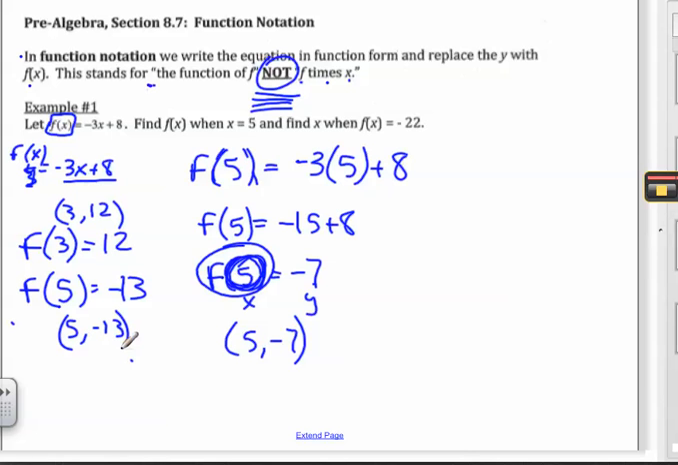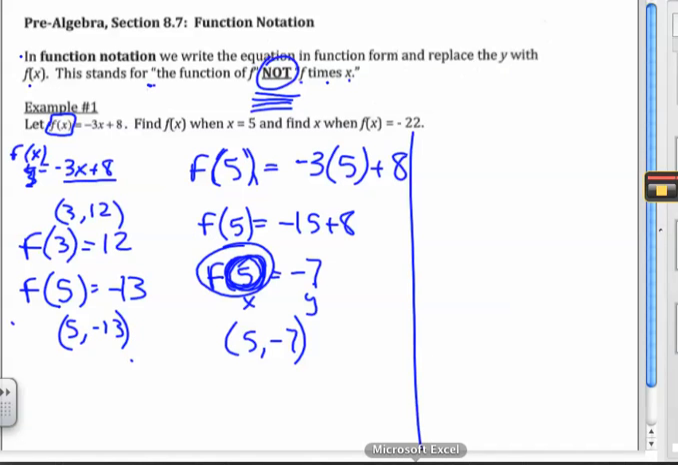Okay. Now, here's the other part. There was a B part to this. They said, find x when f of x equals negative 22. All right, well, remember, f of x is equal to negative 3x plus 8, right? But they said, wait, f of x is equal to negative 22. So I'm actually going to replace f of x with negative 22.